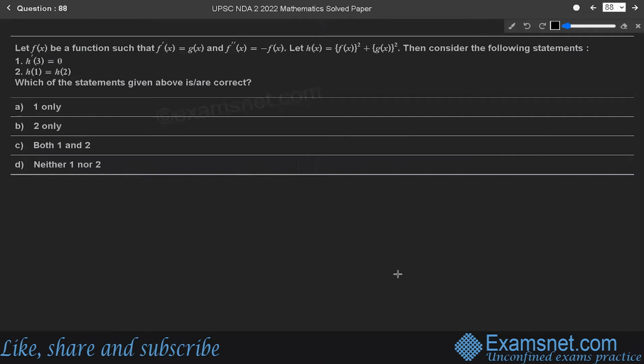Next question is, let f of x be a function such that f dash x is equal to g of x. It is already given that f dash x is equal to g of x. And from here, g dash x will be f double dash x, and f double dash x is already given, which is minus f of x. So we can say that g dash x is equal to minus f of x. Let h of x be equal to f of x square plus g of x square. Then consider the following statements. The first statement is h dash 3 equals 0.